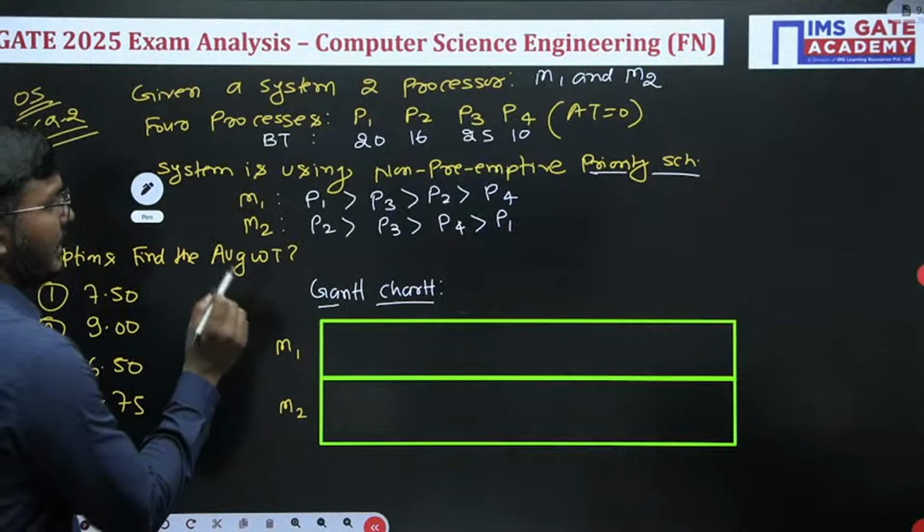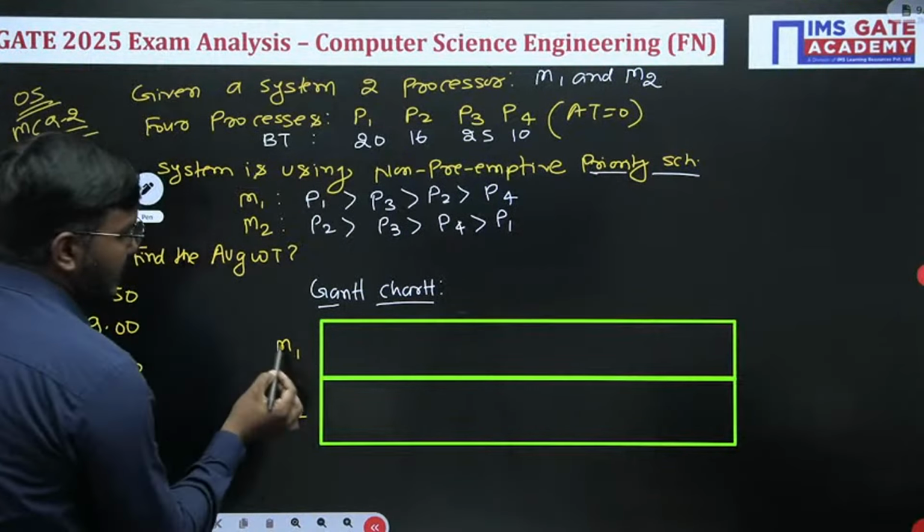Now see here, if you check the priority lists for M1 and M2, then on M1, P1 has the highest priority, then P3, then P2 and P4. Understood? Similarly on M2, P2 has the highest priority, then P3, then P4, then P1.